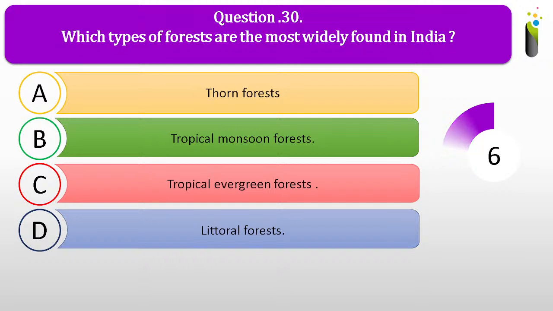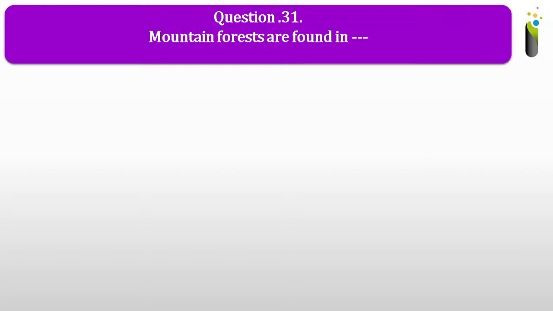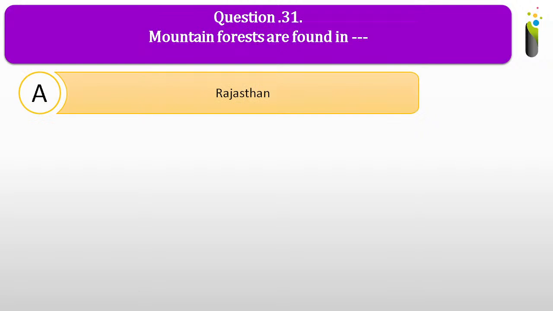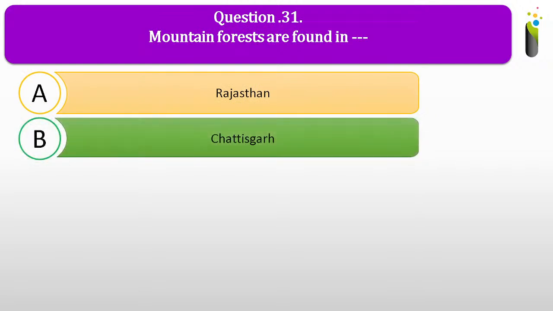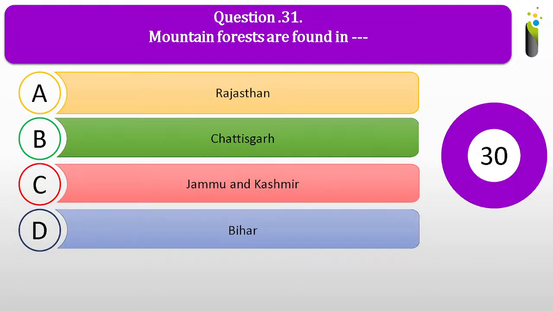And the correct answer for this question will be the tropical monsoon forests are the most widely found in India. Going ahead to question number 31. Mountain forests are found in dash. A. Rajasthan, B. Chhattisgarh, C. Jammu and Kashmir, D. Bihar. And your time starts now.